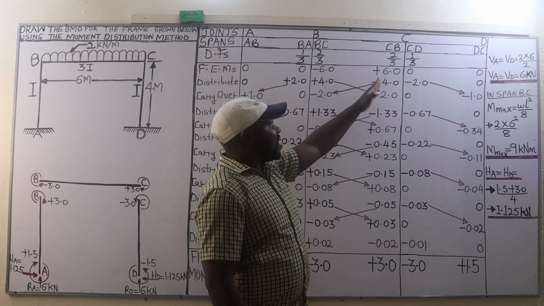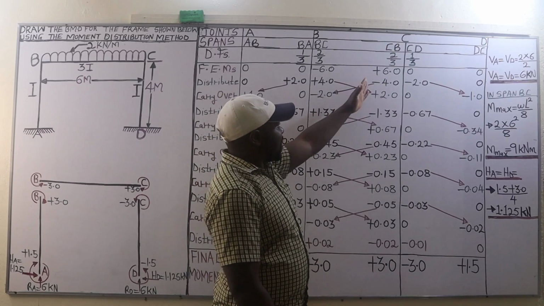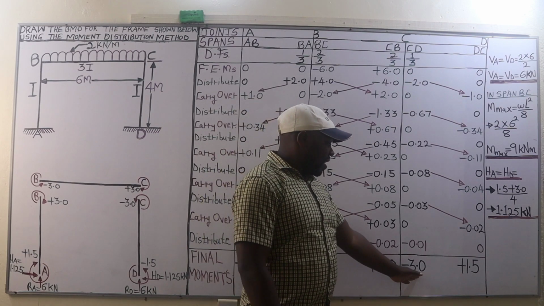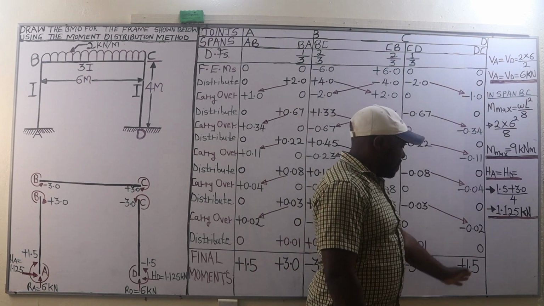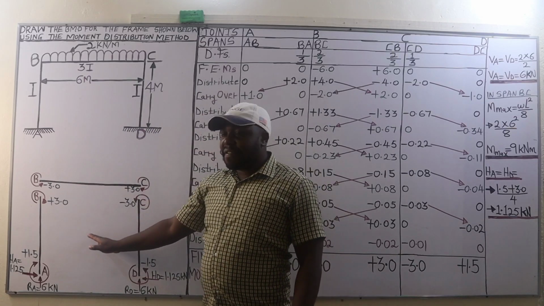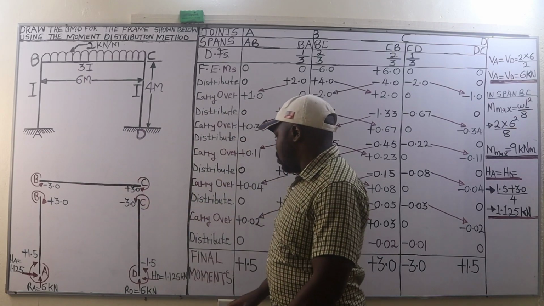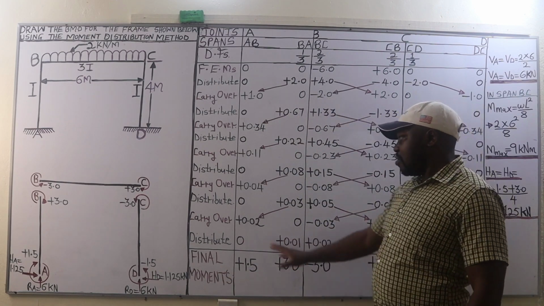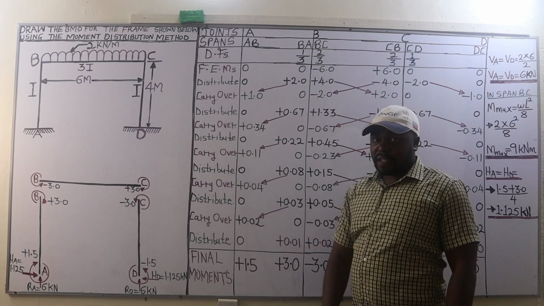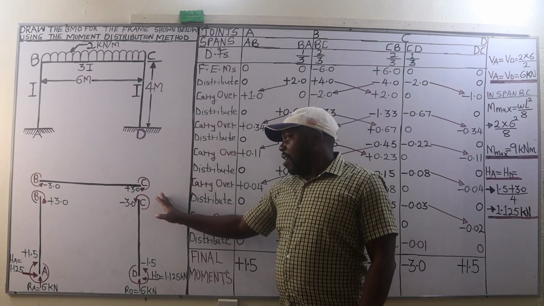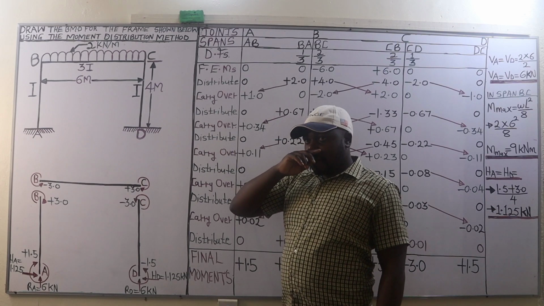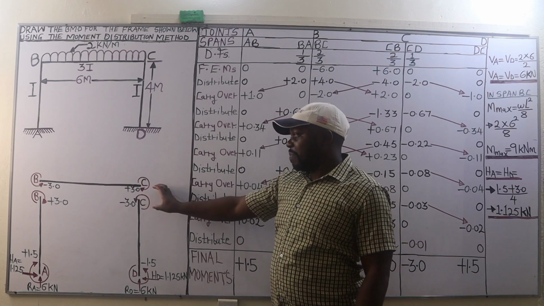Same case on joint C, member CB, positive 3.0 after adding all those moments. On member CD, negative 3.0, and on member DC, positive 1.5. Then here I have already plotted the free body diagram just to show how these moments are going to act on this portal frame.